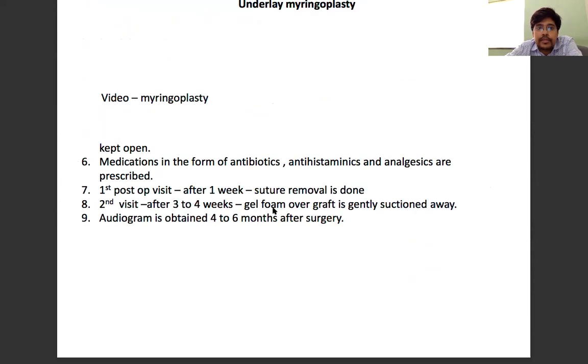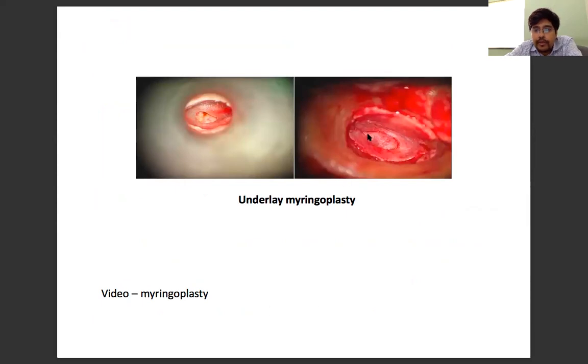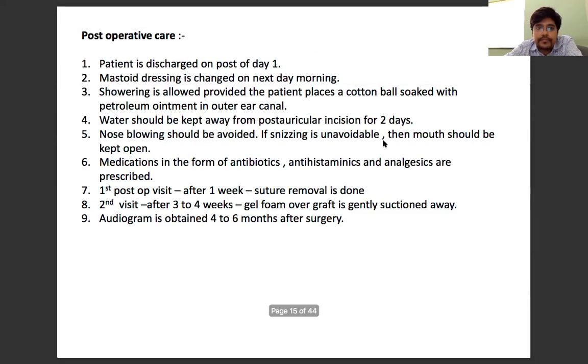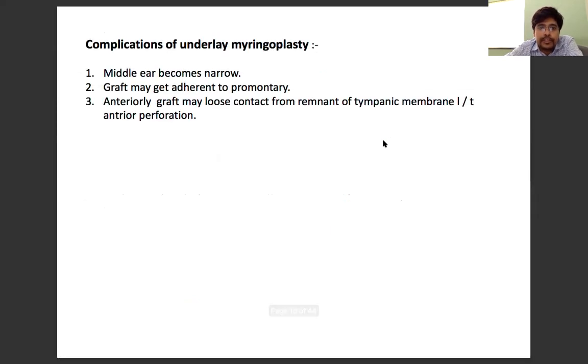Okay, so this is how it looks. This is the perforation. After surgery, you see intraop, and this is the graft. Post-operative care is not important for you in much detail.